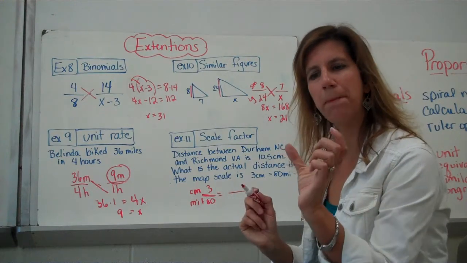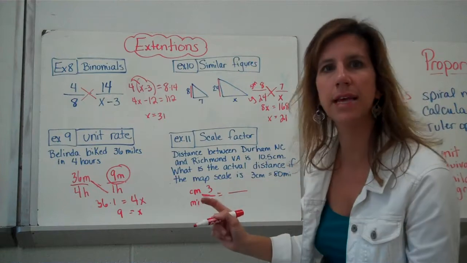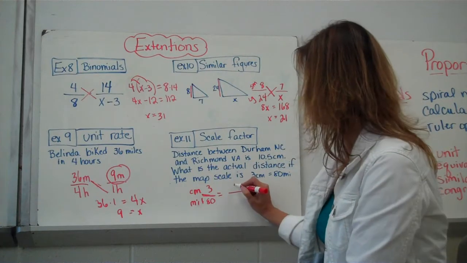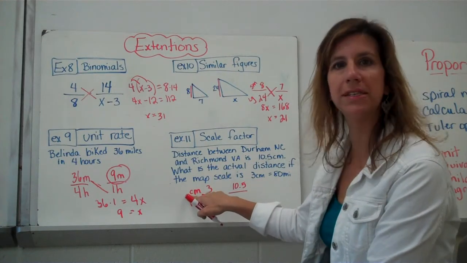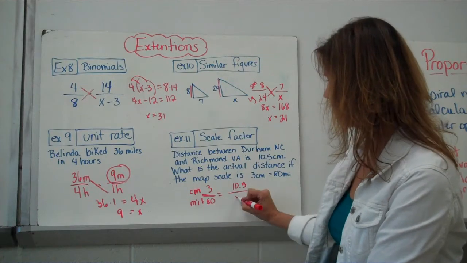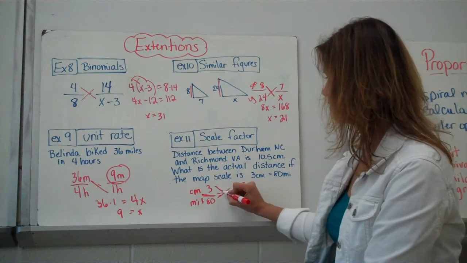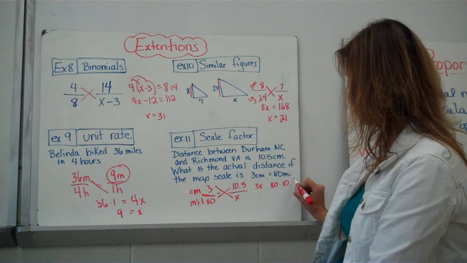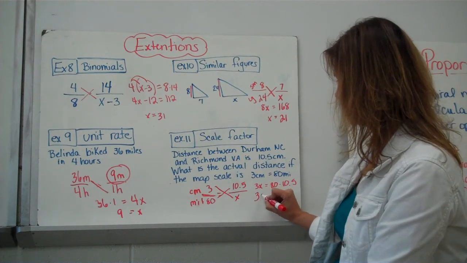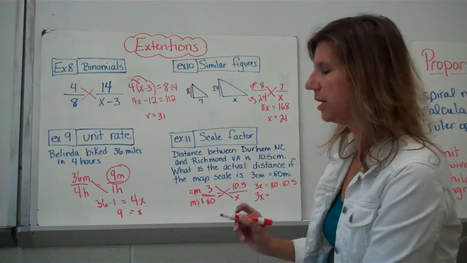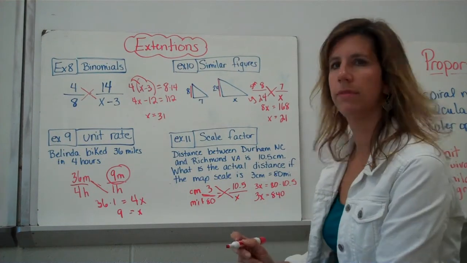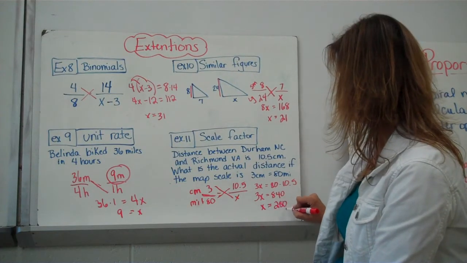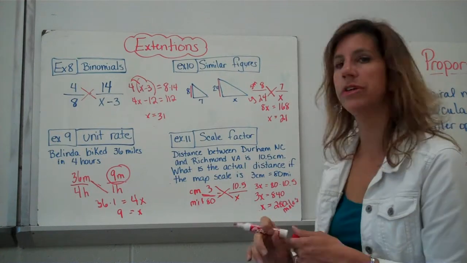Okay? Well, if you actually measure it on the map and it's 10.5 centimeters, where do you think you would put the 10.5? Make sure you match up the labels. The 10.5 would go up here, because that's where I'm putting my centimeter numbers. All right, this is our missing value. Multiply the two numbers that are diagonal. And we've got 80 times 10.5. And let's see. Type it into your calculator. 840. The opposite of timesing by 3 is dividing by 3. So I have 280 miles to get to Richmond from Durham.